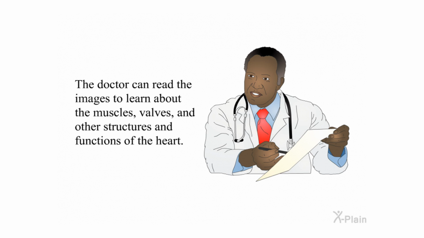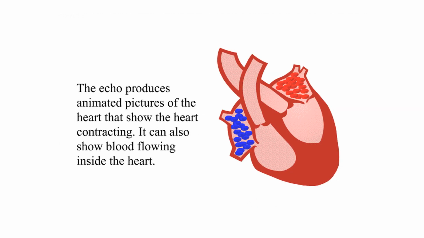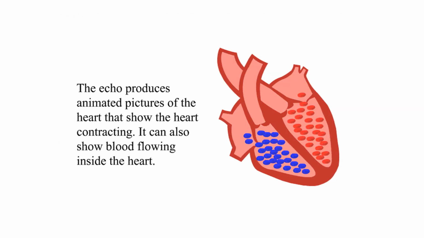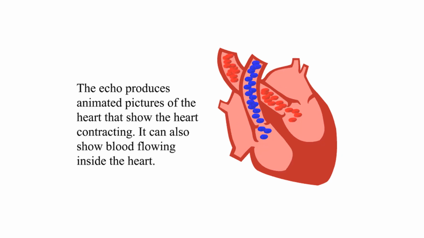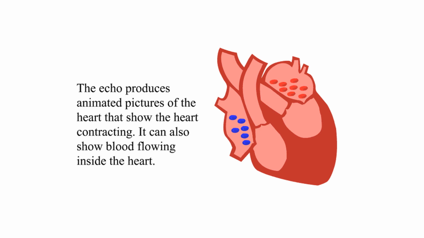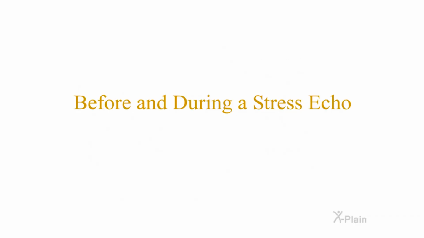The doctor can read the images to learn about the muscles, valves, and other structures and functions of the heart. The echo produces animated pictures of the heart that show the heart contracting. It can also show blood flowing inside the heart. Before and during a stress echo.